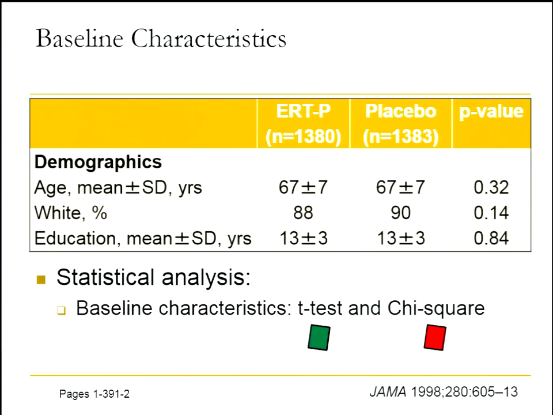So let's look at which of these baseline characteristics we would compare with a t-test versus chi-square analysis. Let's start with age. You can see here the mean and standard deviation of age in years: 67 years of age versus 67 years of age with a standard deviation of about 7. Someone asked me during the break, a really good question: how do we know these data are normally distributed?